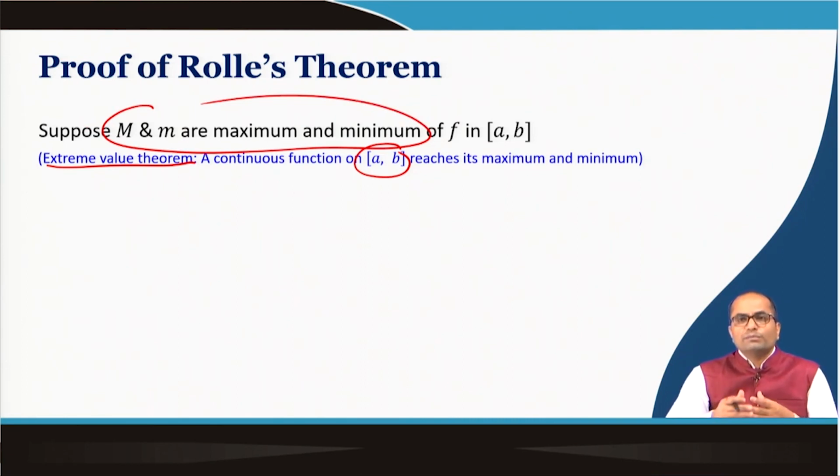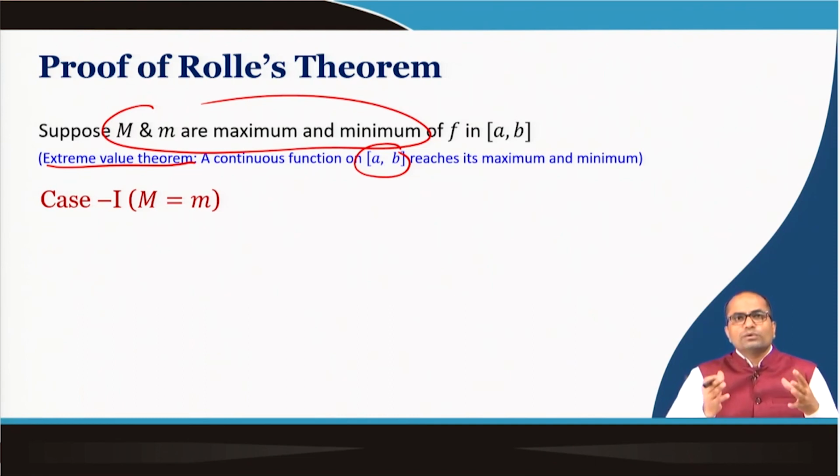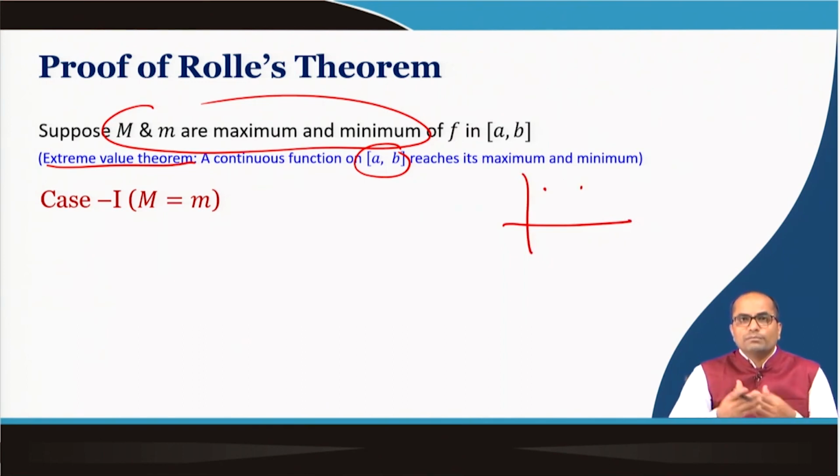So, definitely there will be a big M and a small m in the closed interval a b. So, case 1 we are considering is when the big M is equal to small m. What is this case? If we are saying that the maximum value of the function in this closed interval a b is some M, and also the smallest value, the minimum of this function in the closed interval, is also equal to M.